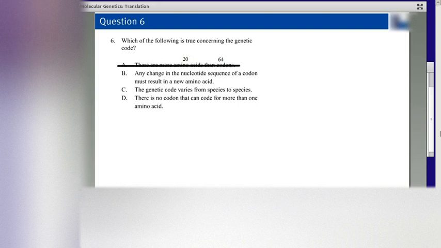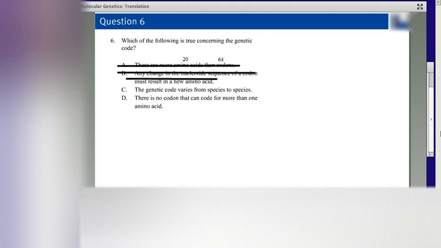Yeah, there are wobble rules. We talked about degeneracy. So this is saying any change in any nucleotide. So if the codon changes at all, that must result in a change in the new amino acid. And we know that not to be true. Okay, so we can get rid of answer choice B as well.